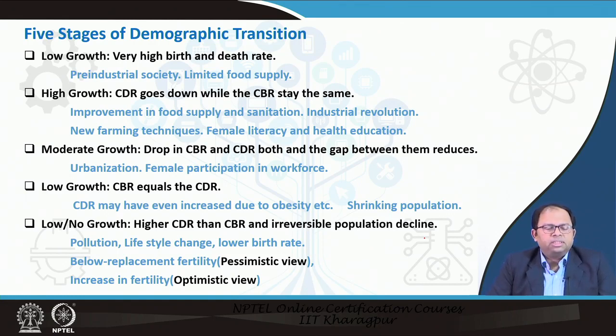that in the first stage, which is a low growth phase, both the birth rate and death rate are very high, and we see this primarily in a pre-industrial society. There is limited food supply, so there is competition for food and higher mortality rates. Similarly, the birth rate is also to some extent low because of all the hardship that is there in the society.